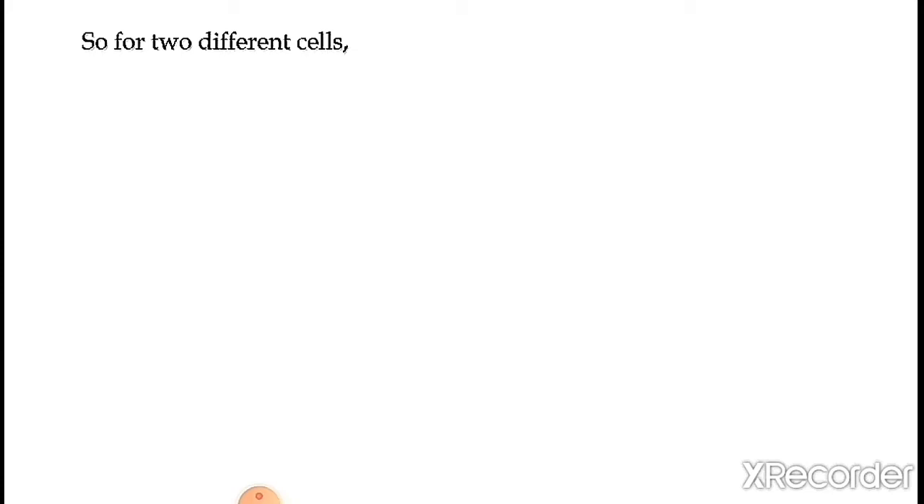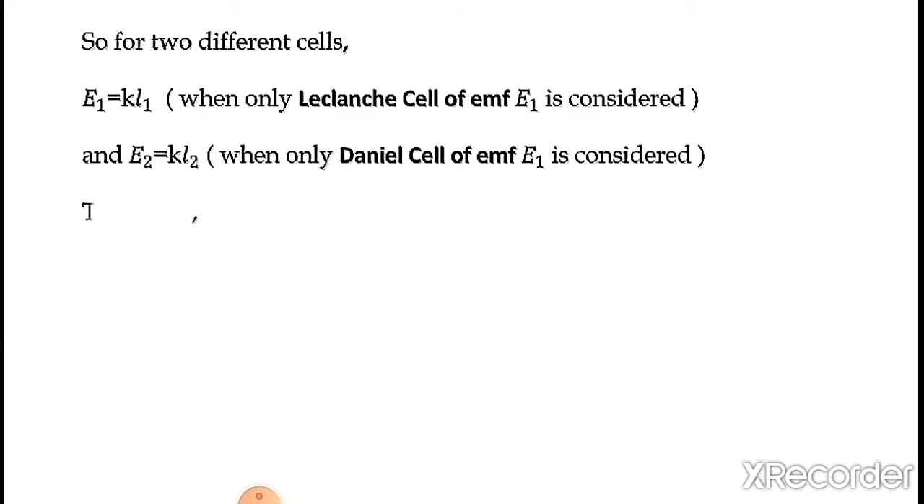Now we take the ratio of E1 and E2, that is E1 upon E2, and we get L1 upon L2. By measuring the values of L1 and L2, the ratio of E1 and E2 can be calculated. In this way we can find out the EMF of two cells through this formula.